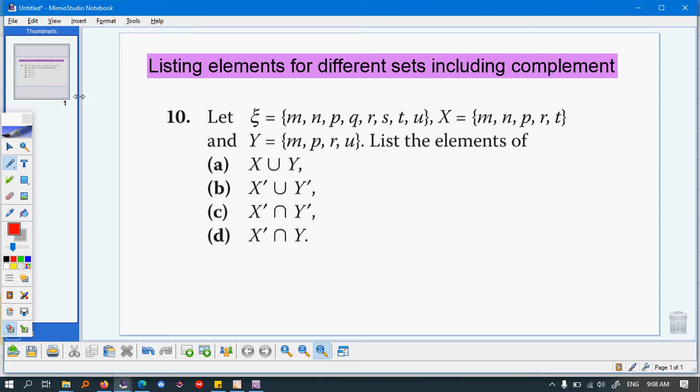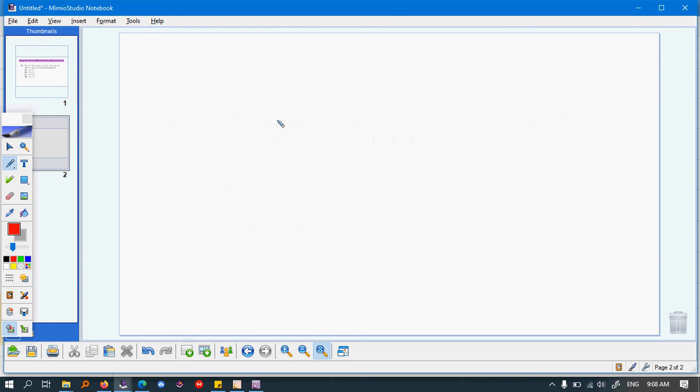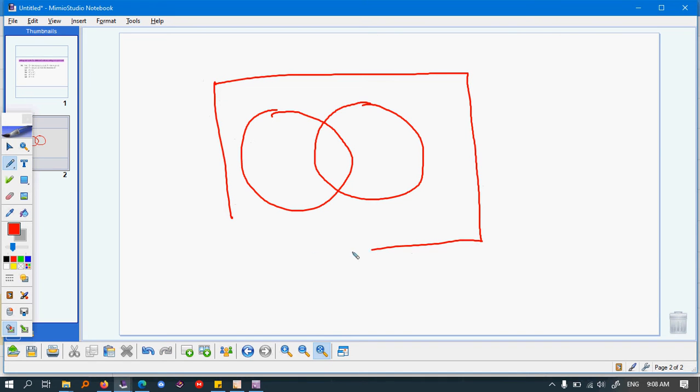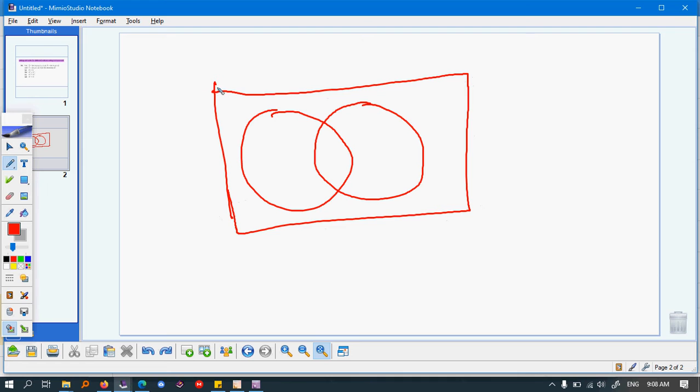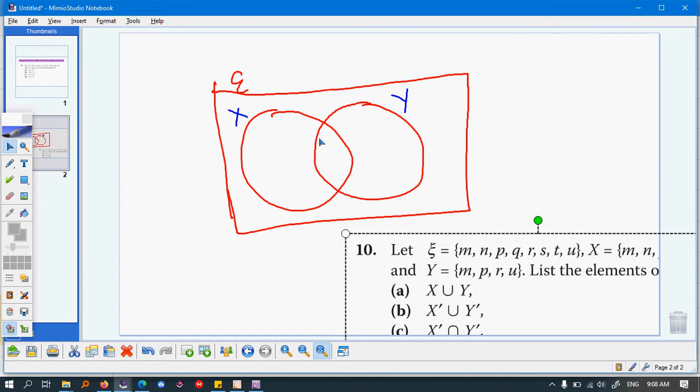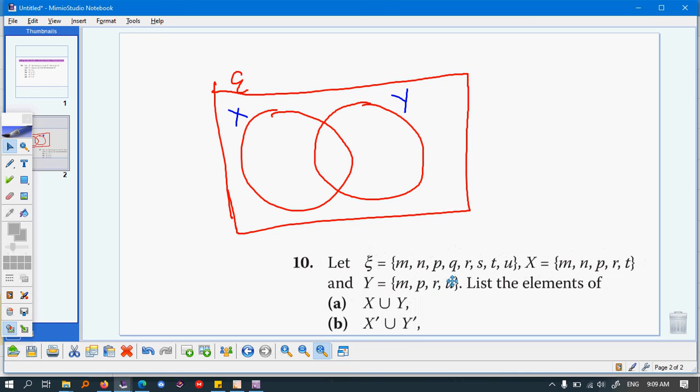So I am going to draw Venn diagrams for this. Let me draw them on the next page. So I have my set X, I have my set Y, and I have my universal set. Oh, that's bad. So let me try to draw it more accurately. Let me paste part of the question here because I'm going to need it. So my universal set has M, N, P, Q, R, S, T, U. My X is M, N, P, R, T and my Y is M, P, R, U.